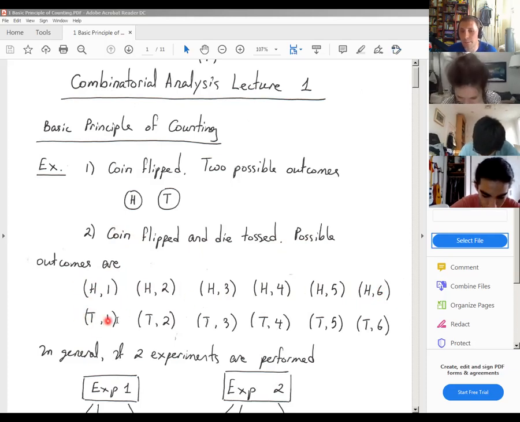And the other possibility, I write it as another row. It's tails and then the die roll. So far, good?